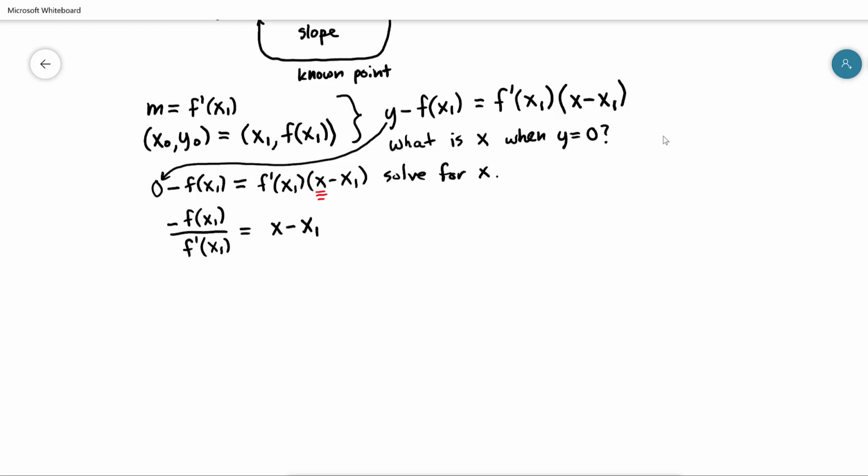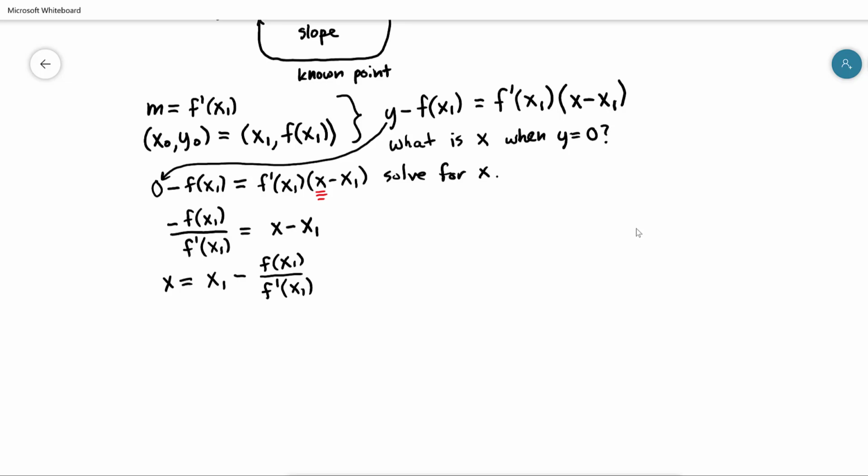And then our next step, to again isolate the x by itself, we're subtracting x1 from it right now. I need to undo that subtraction with an addition. We'll add x1 to both sides. And I'll wind up with x is equal to x1, after I've added that to both sides, minus f of x1 divided by f prime of x1. And this gives us the relationship that we're looking for.